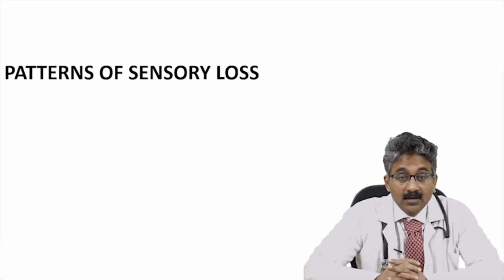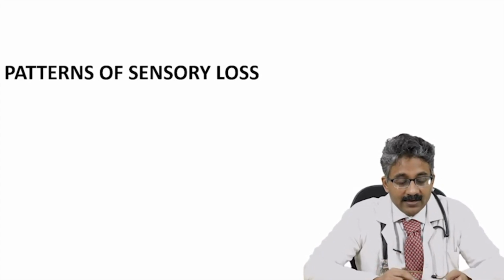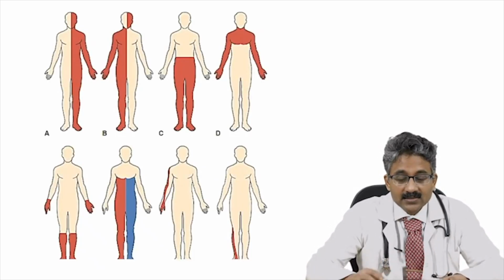Now let us come to some of the patterns of sensory loss. If a particular pattern of sensory loss is there, what diagnosis does it give a clue to? Different patterns of sensory loss will give a different etiological diagnosis. We have already examined the sensory system. Now let us discuss which diseases the different patterns of sensory loss give a clue to.